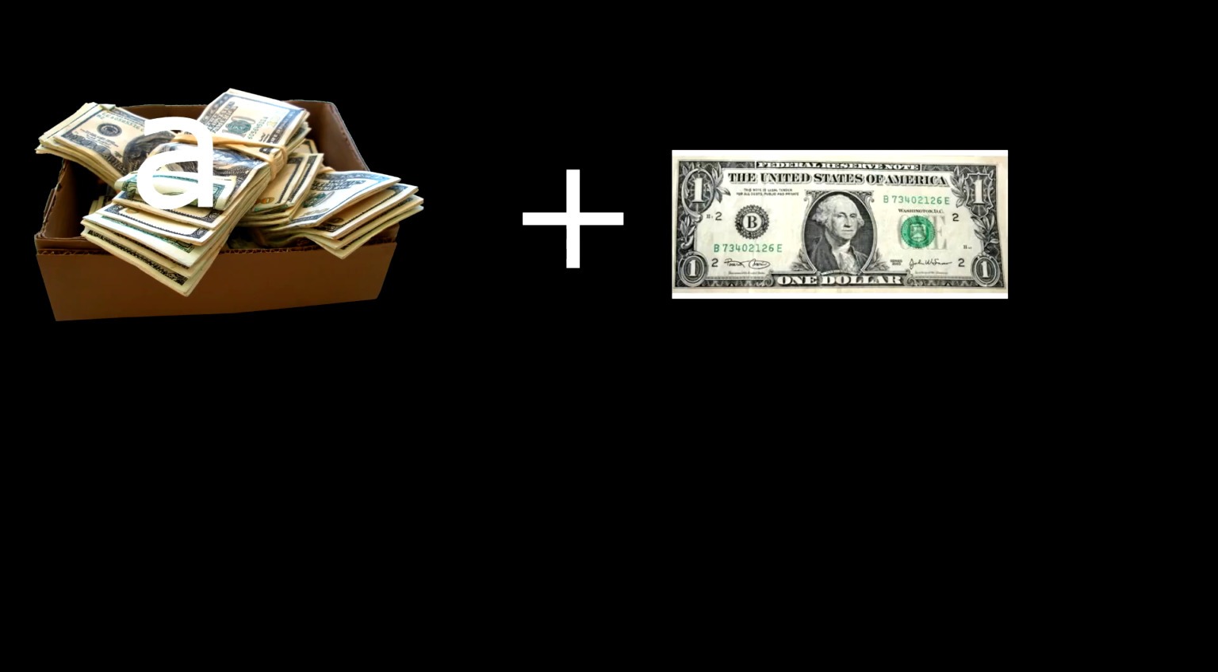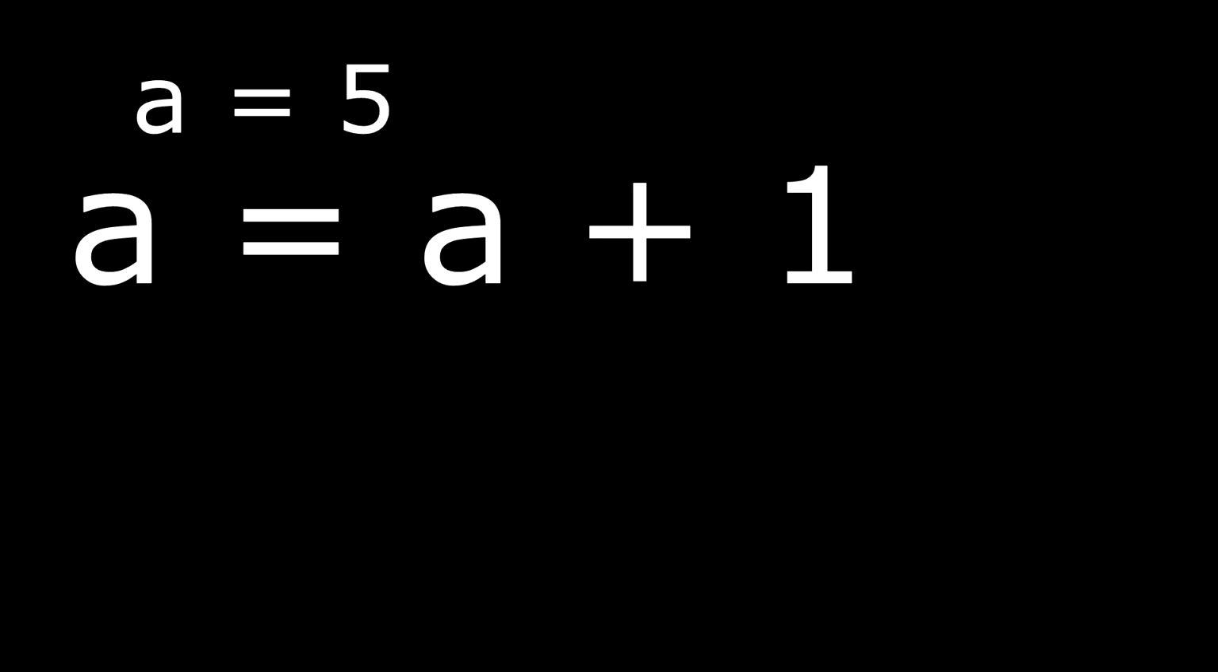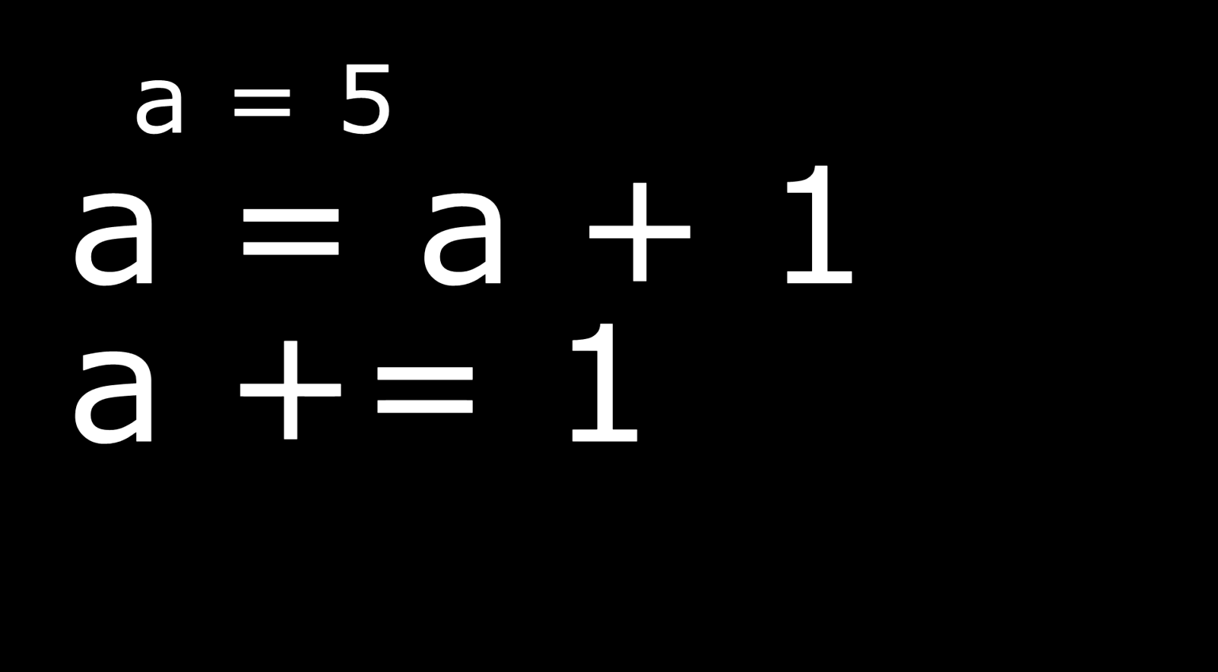Instead of it, we can say the money in box plus $1 equals itself, maybe like this. Like this in Luau, you have a variable with a value of 5, and you plus it with 1, then you use is plus 1. Instead of it, you use plus equals 1, and it will automatically set it for you.